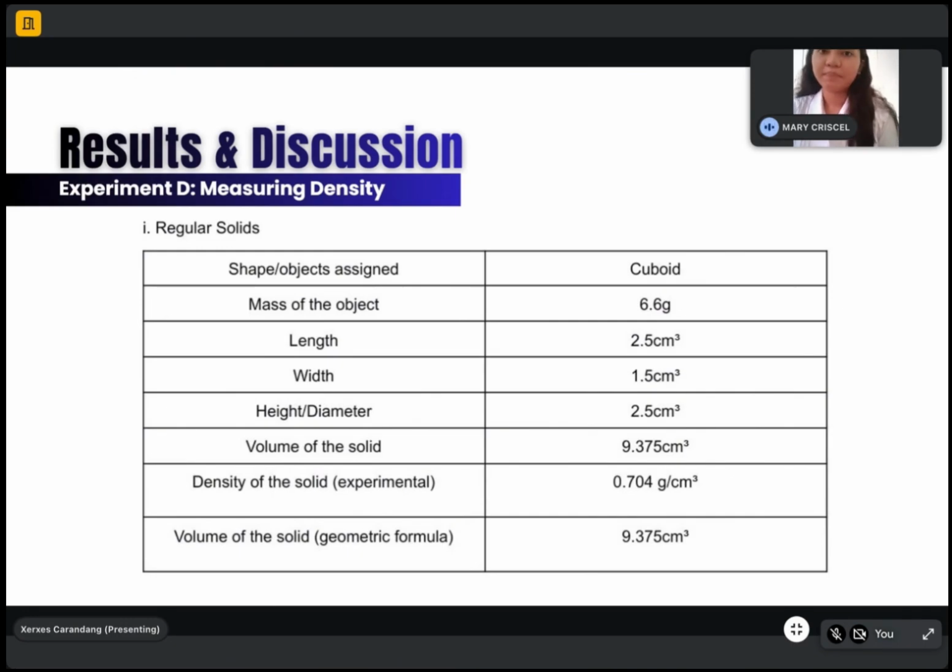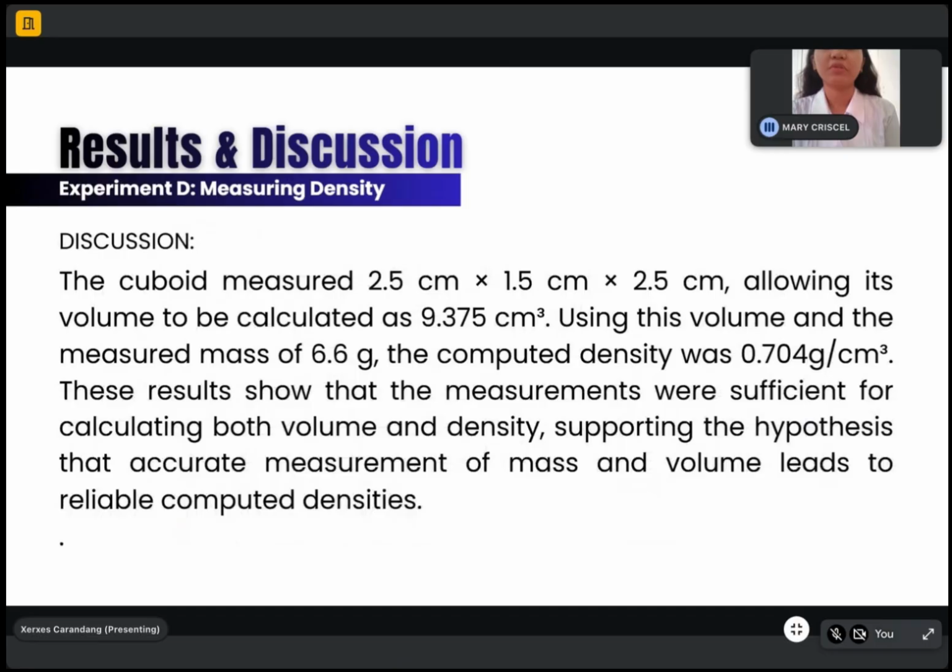And its density was calculated to be 0.704 grams per cubic centimeter. The cuboid measured 2.5 centimeters times 1.5 centimeters times 2.5 centimeters, allowing its volume to be calculated as 9.375 cubic centimeters. Using this volume and the measured mass of 6.6 grams, the computed density was 0.704 grams per cubic centimeter.